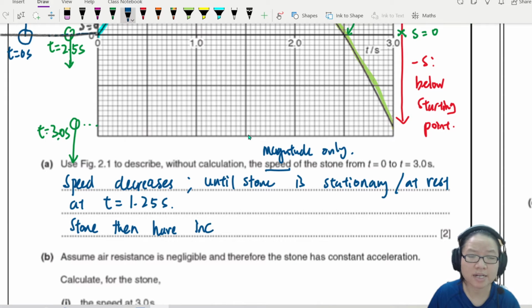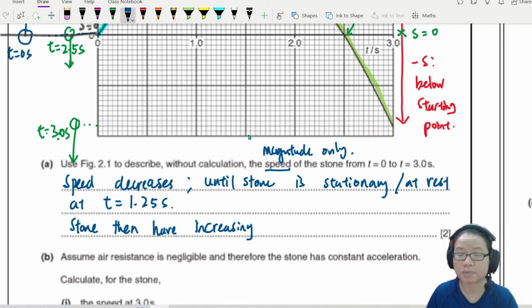Increasing. You can use accelerate or decelerate also, but I'm going to talk about speed. I will stick to speed. So the stone then has increasing speed until t equal to 3.0 seconds.